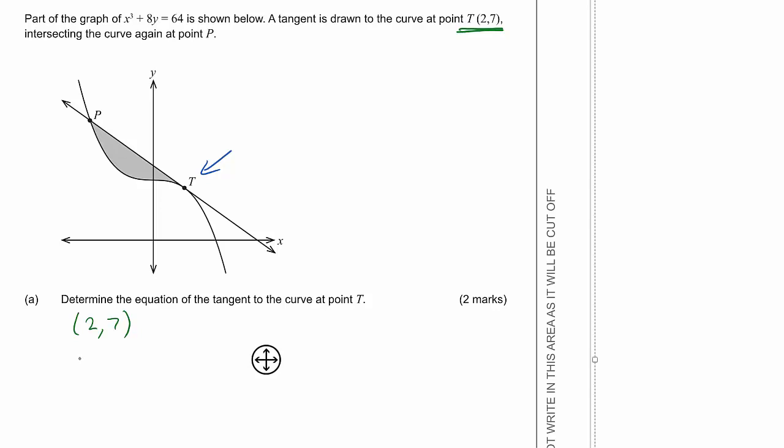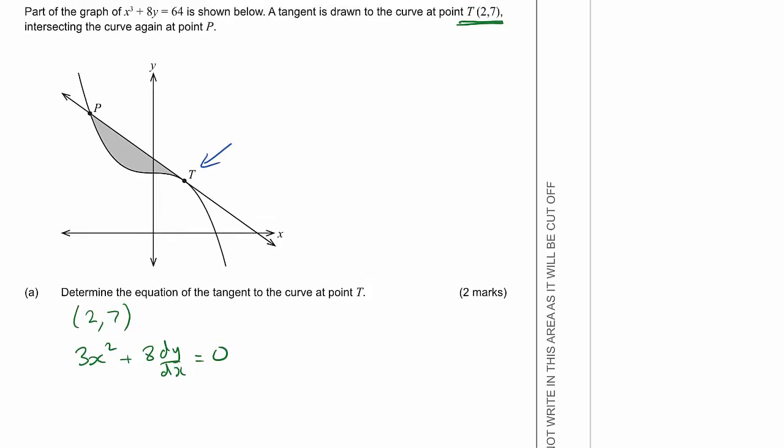So if we differentiate, we've got 3x squared plus 8 dy/dx is equal to 0. And substitute in x equals 2. So 2 squared is 4 times 3 is 12. 12 plus 8 dy/dx is equal to 0. So 8 dy/dx is equal to negative 12. dy/dx is equal to negative 3 on 2.